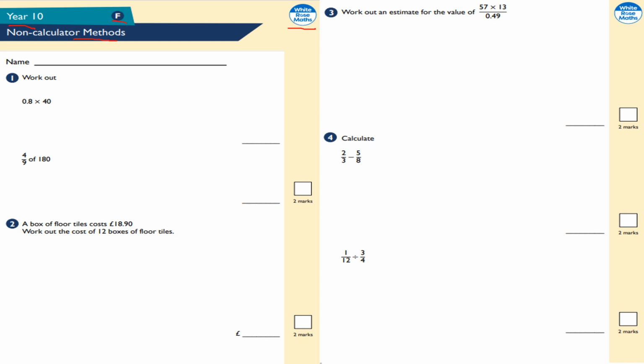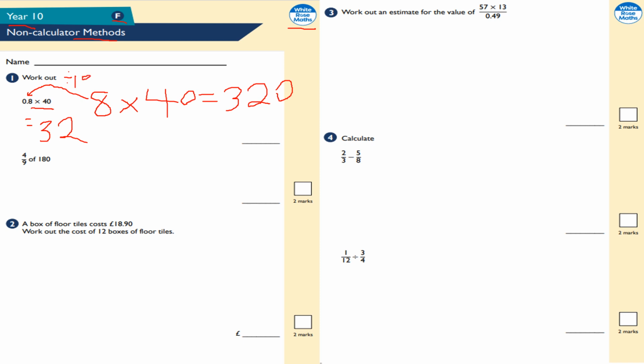Question number 1, work out 0.8 times 40. Well, I'm going to do 8 times 40, and then divide my answer by 10. 8 times 4 is 32, and then add on a 0, I get 320. My answer will be 10 times smaller than that, so divide that by 10, and I get 32. Because from here to here, I've divided it by 10, so therefore I'm going to divide the final answer by 10 for that sum to be correct.